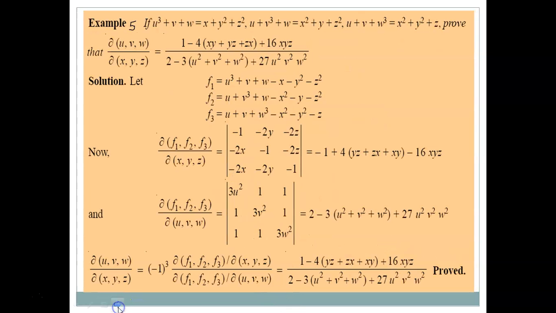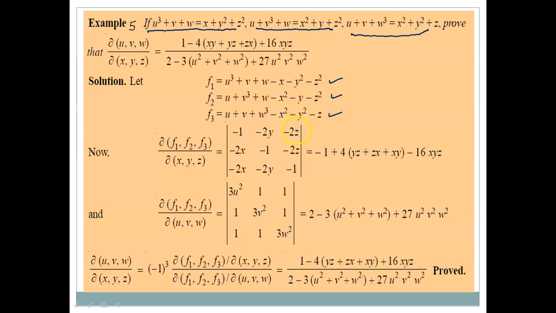Further, we can see the case of three variables u, v, w and x, y, z. The first implicit function, here you can consider it as second, and here we can consider it as third. Then we have to prove that the Jacobian ∂(u,v,w)/∂(x,y,z) is equal to this quantity. So we have to prove this relationship. We can consider this whole relation as f1, this whole relation as f2, and this relation as f3.